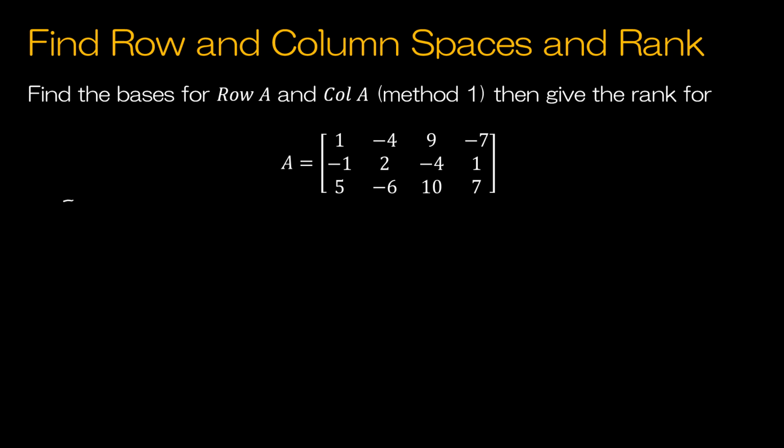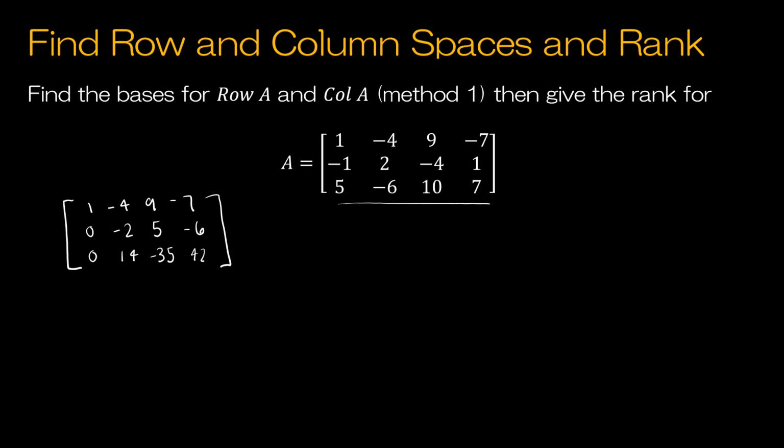So if A is this matrix, I'm going to start by taking the first row plus the second row. So I'm going to rewrite this first row. And then row 1 plus row 2 gives me 0, negative 2, 5, negative 6. And negative 5 row 1 plus row 3 gives me 0, positive 14, negative 35, 42. And then I'm going to continue.